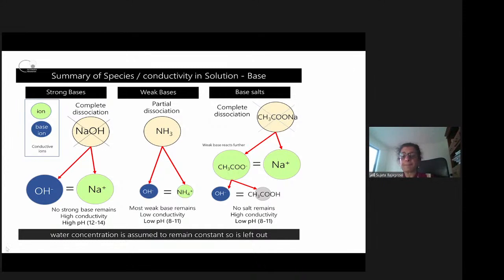Base salts. Just like your acid salts, they completely dissociate. Here, you see that they are first dissociating into their respective ions, and from there, they are further dissociating into hydroxide and their conjugate base. And it has high conductivity, but the pH is low, between 8 and 11, because it's a base salt.